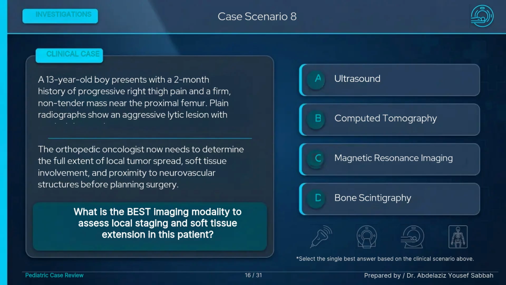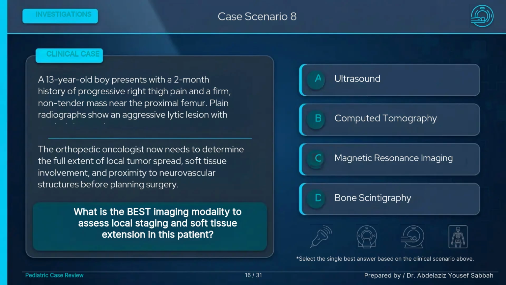Case 8. A 13-year-old boy presents with a 2-month history of progressive right thigh pain and a firm, non-tender mass near the proximal femur. Plain radiographs show an aggressive lytic lesion with cortical destruction. The orthopedic oncologist now needs to determine the full extent of local tumor spread, soft tissue involvement, and proximity to neurovascular structures before planning surgery. What is the best imaging modality to assess local staging and soft tissue extension in this patient?